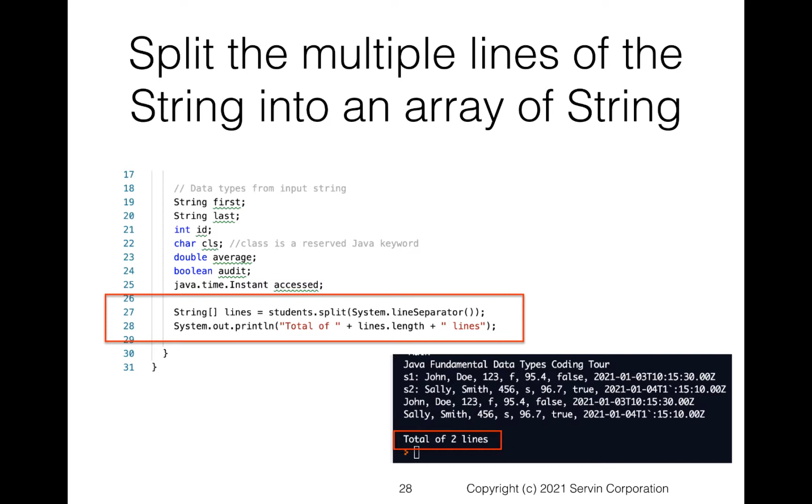And just to prove that we've done that, to prove we've got the proper number of lines, notice at line 28, system.out.println, we print out the lines.length. And of course, for this example we're doing, we have 2 lines, and in fact, notice we get the output total of 2 lines.